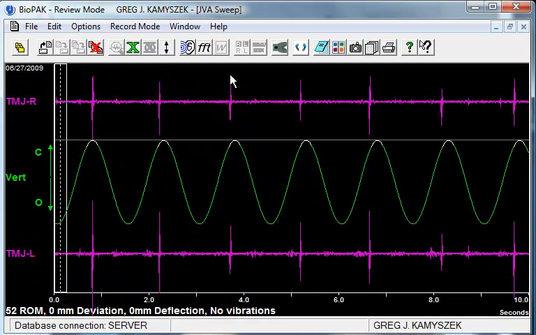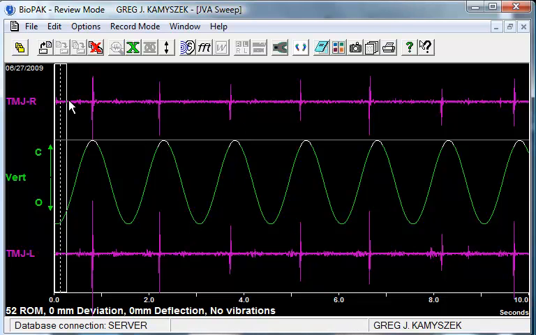The first thing we do is blow it up full screen and take a look at the vibrations from the right side and the vibrations from the left side. This green line, as you saw from our data taking video, is the animation open and close that you're opening and closing in time with. So we use this to estimate patient opening and closing.